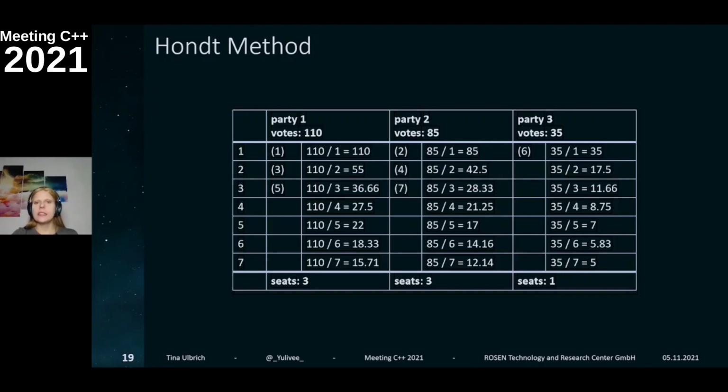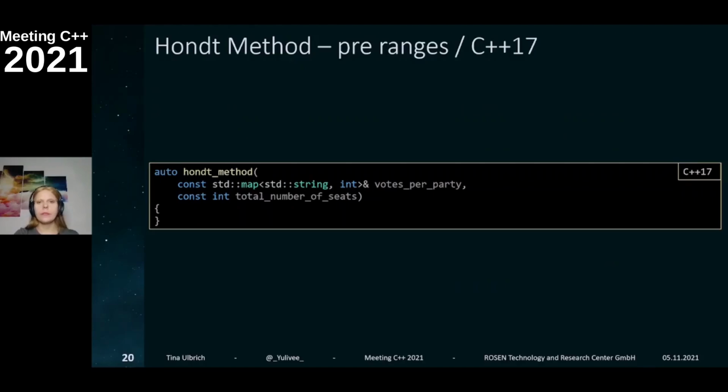And as I said, I first want to implement this in C++17. So first I'm going to create a method for this, and I'm deciding on the input. And for this, I want to have a map as input, and the map holds a string and an int. The string represents the party and the int the number of votes. And then I also need the total number of seats. This is all the input that I need for my function.